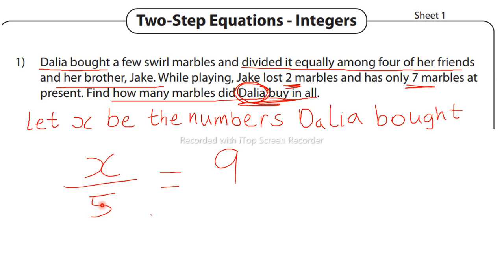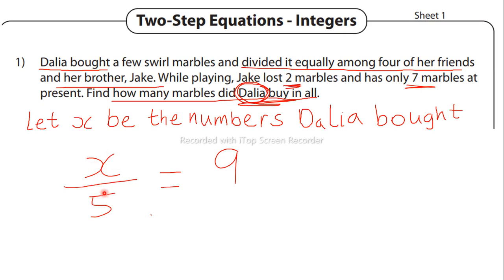Excuse me, Mr., yes sir. Does she keep any of the marbles, or does she just give all of them away? Yeah, it seems that she just gave all of them away because it doesn't give us information. It just says that she bought some, she divided it among her friends, and she doesn't have anything left. Very good question. I just had to make sure. Yeah, very good question. So the number of marbles she has is x.